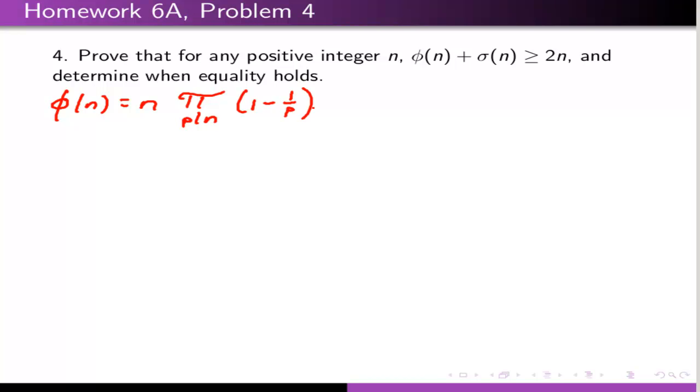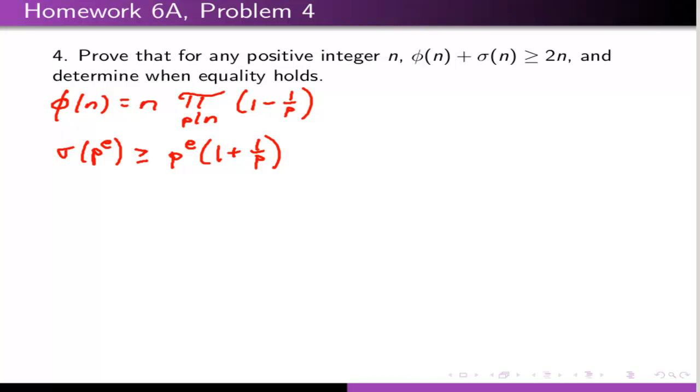Where the product is over the distinct prime divisors of n. And now I want to obtain a similar type of expression for sigma of n, but not as an equality, as a lower bound. So sigma of n, now let's start with sigma of a prime power. It's the sum of the divisors of the prime power, so that's going to be greater than or equal to p to the e times 1 plus 1 over p.